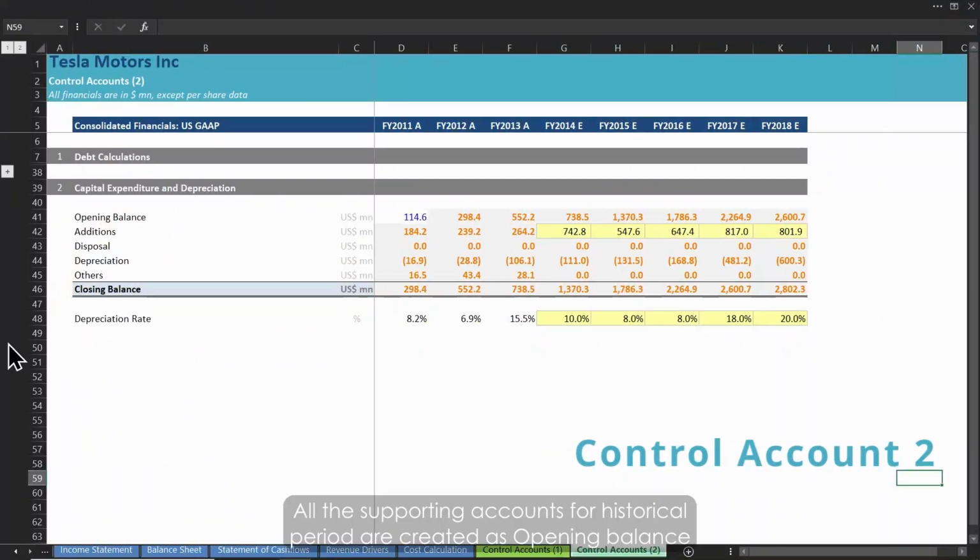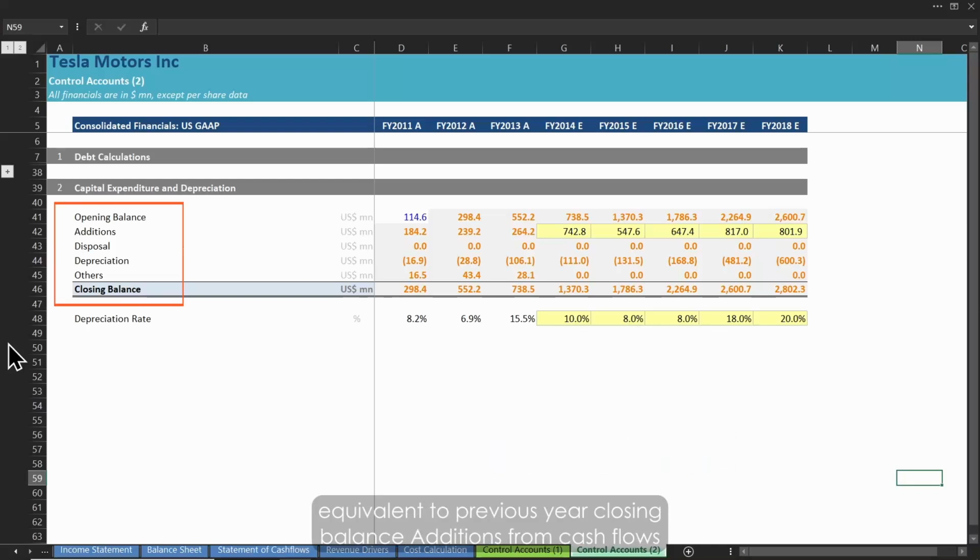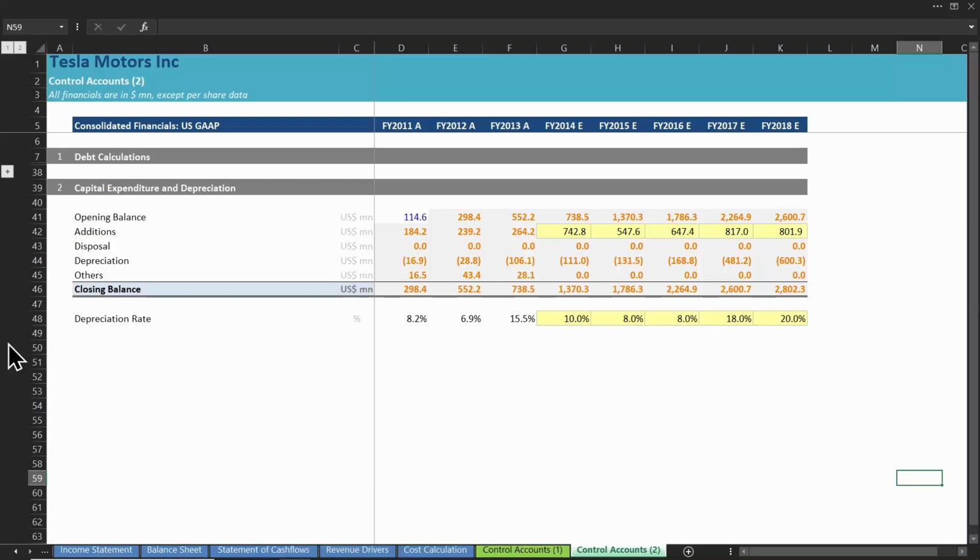All the supporting accounts for historical period are created as opening balance equivalent to previous year closing balance, additions from cash flows, depreciation from cash flows, closing balance sourced from balance sheet for historical years. Please note, at the time of financial statement integration, the forecasted line items in these accounts will flow to the similar line item in the financial statements from which the historical are sourced.